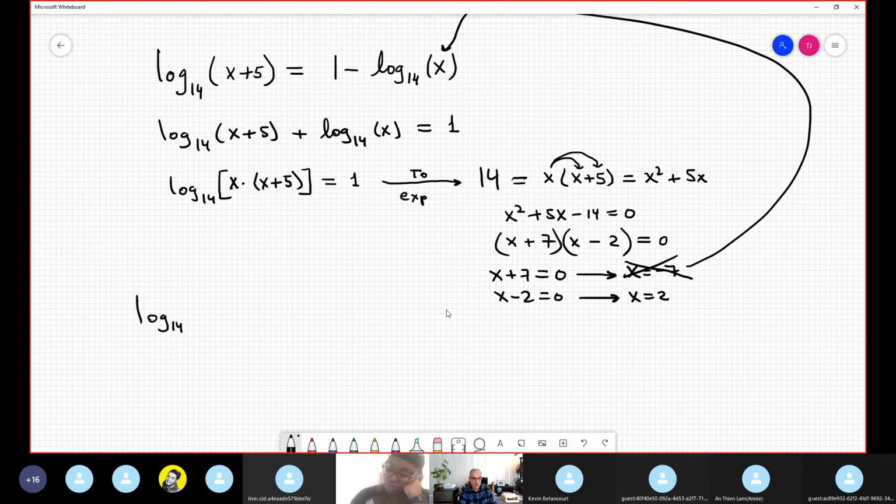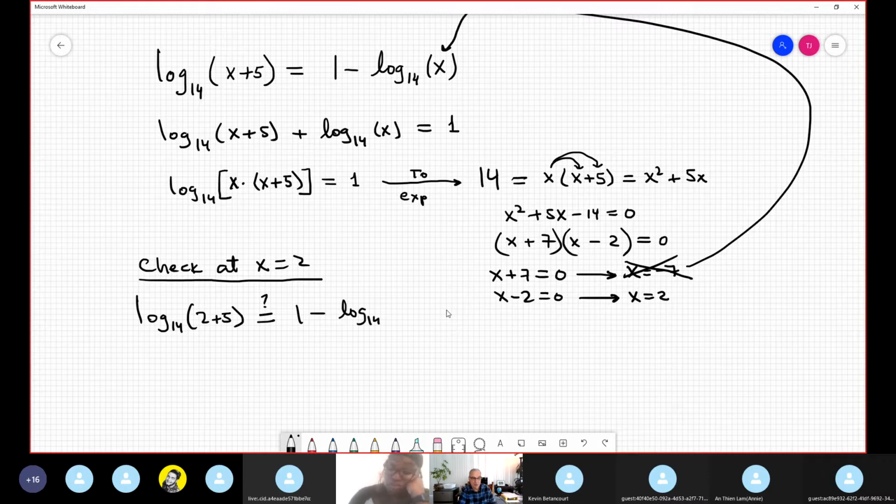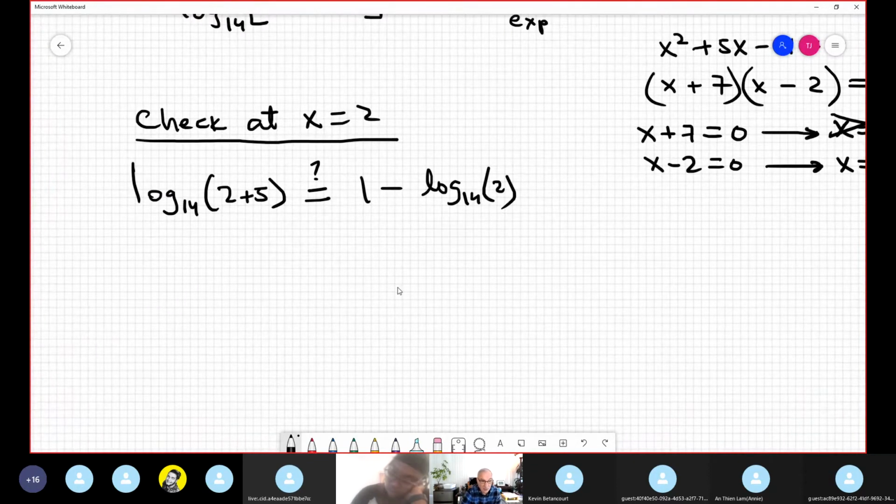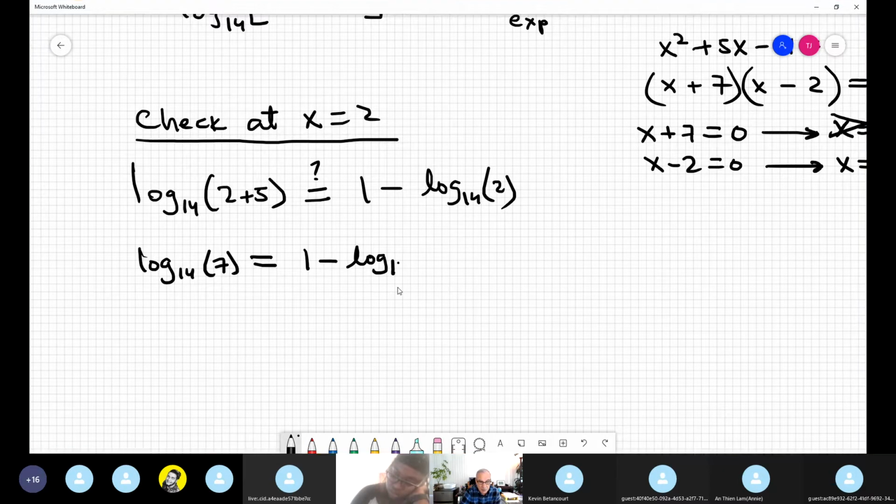Logarithm of base 14, so the checking part, at x equal 2: logarithm base 14 of 2 plus 5 should be equal, in the original, to 1 minus logarithm of base 14 of 2. Wow, I need to prove this. The challenge is I do it by hand, with a calculator, or a combination of both. Okay, this 2 plus 5 is 7. So I need to prove that logarithm of base 14 of 7 is equal to 1 minus logarithm of base 14 of 2.